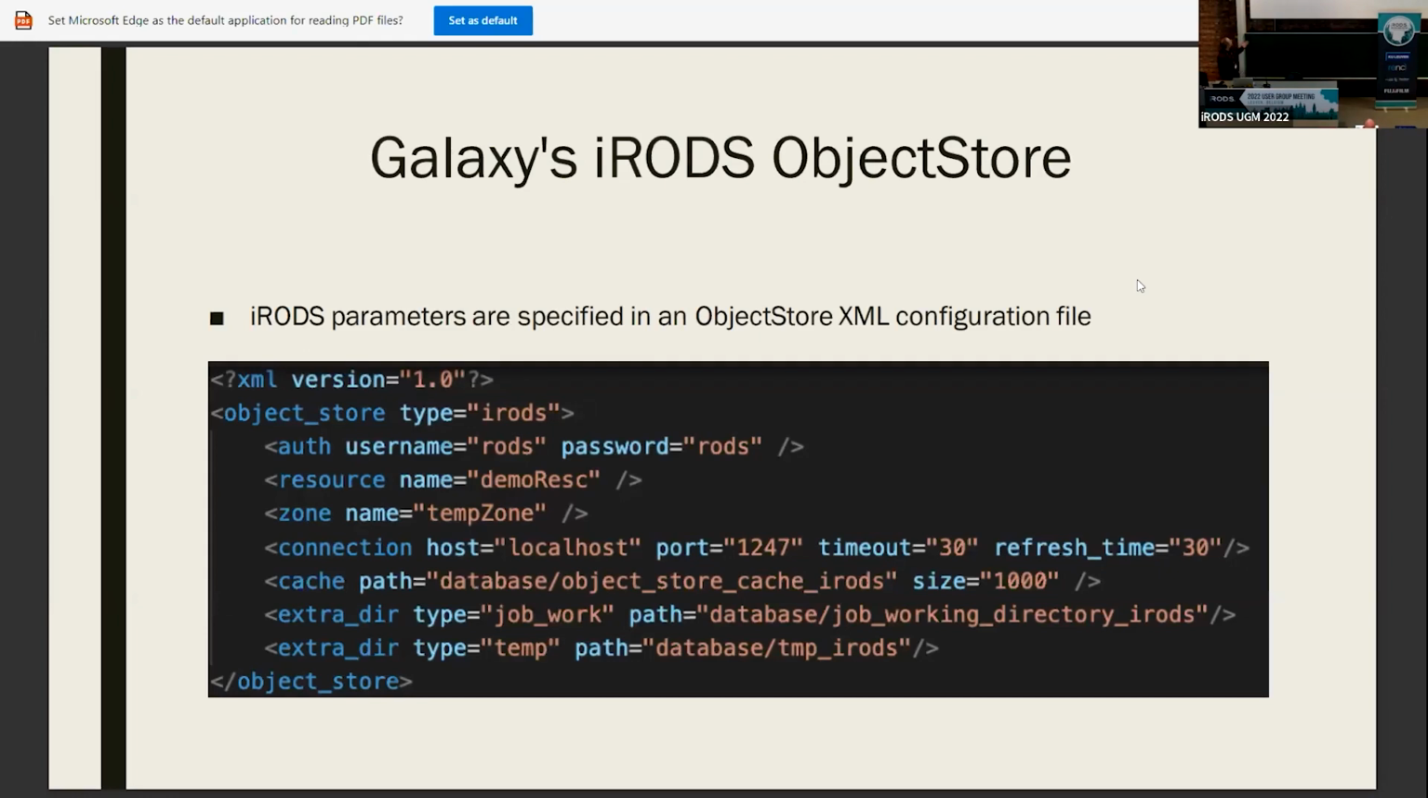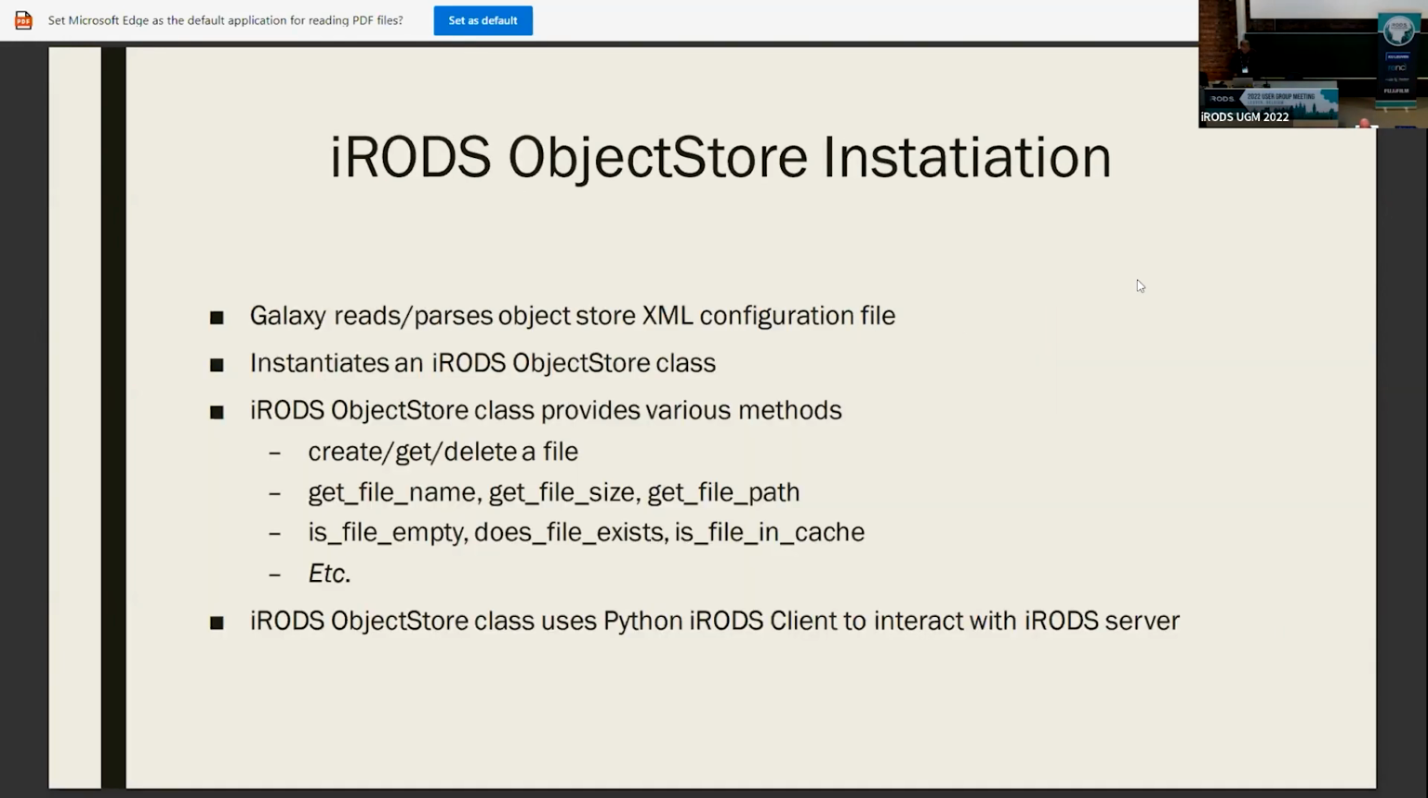So this is the iRODS object store, Galaxy's iRODS object store. It's an XML format. You specify the type, username, password, the name of the resource and the zone, connection, host, port, timeout. I'll speak about the refresh time in a little bit, and a bunch of directories for jobs, cache, and temporary folders.